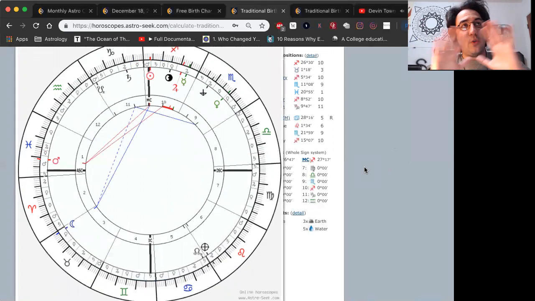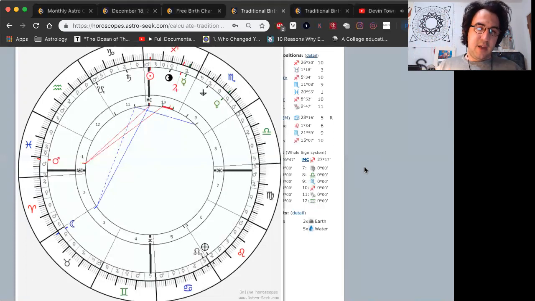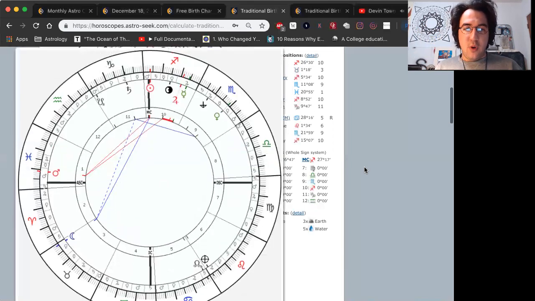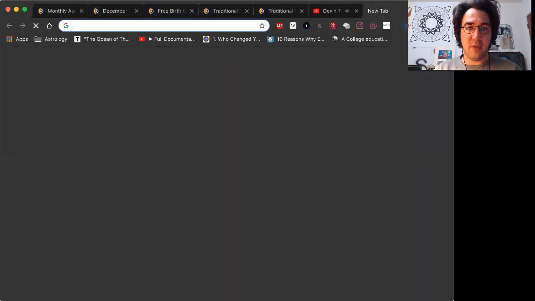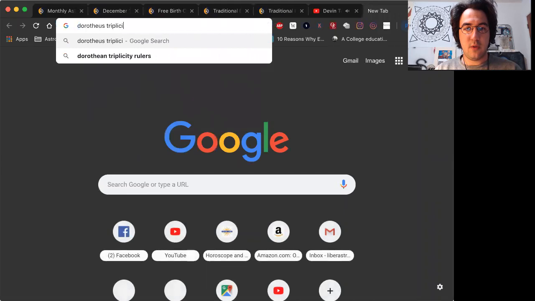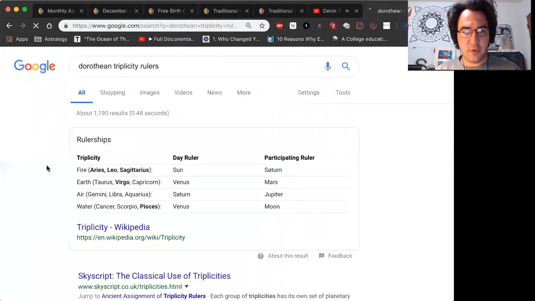But disregarding all that, looking at him as the sect light for a moment, the sect light has a lot to do with the basis of the nativity, how strong a foundation the nativity has, and it gives us something general to look at in the person's life. And so the next step, if you don't already know this technique, you'll need to look it up. It's called Dorotheus Triplicity Lords. Dorotheus. See if I can find it real quick. Dorothean triplicity rulers. Should find it pretty quick.